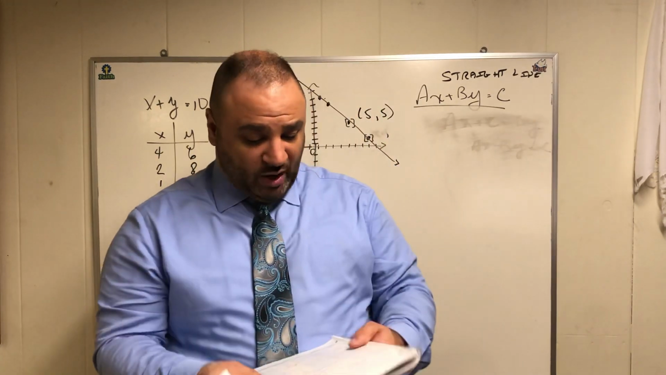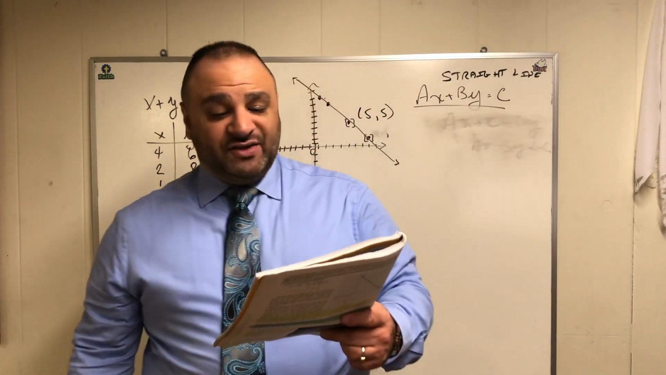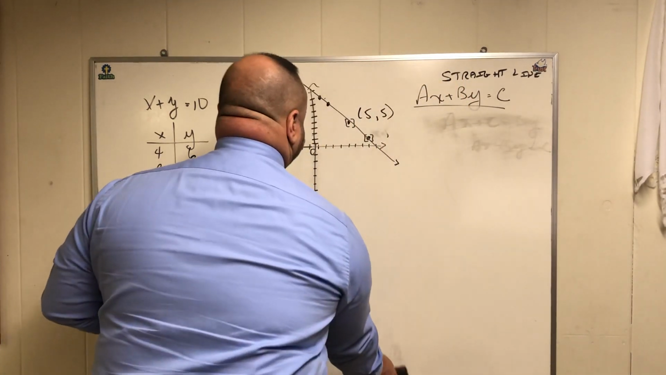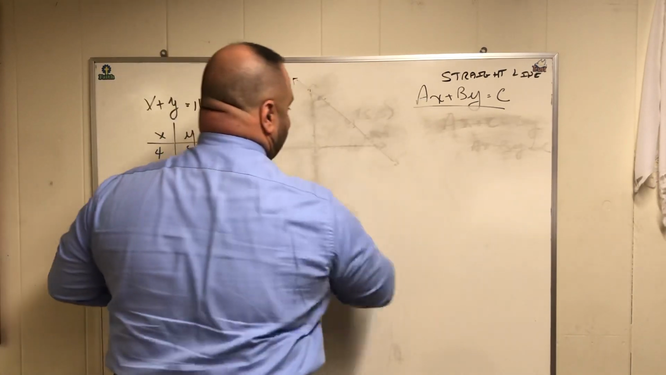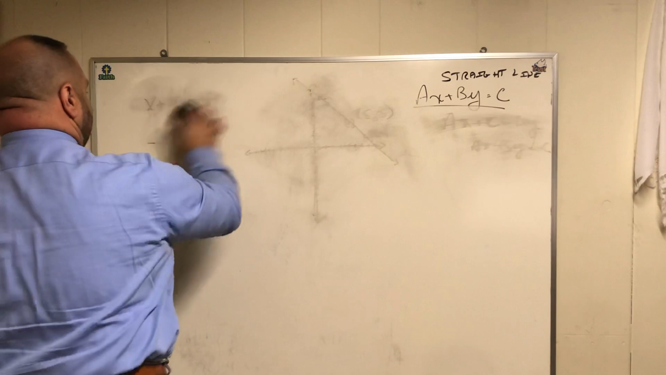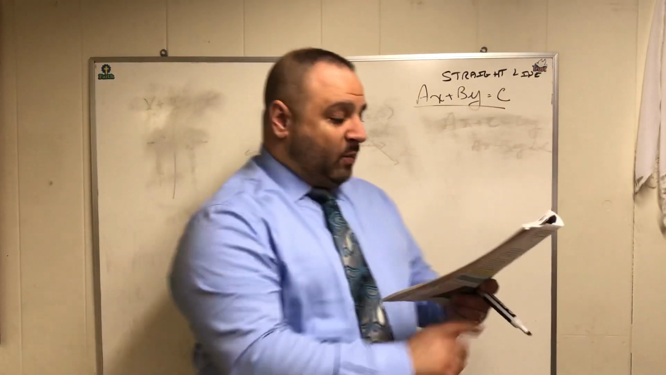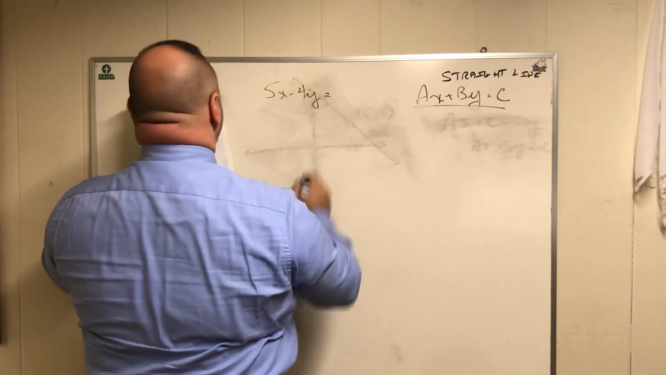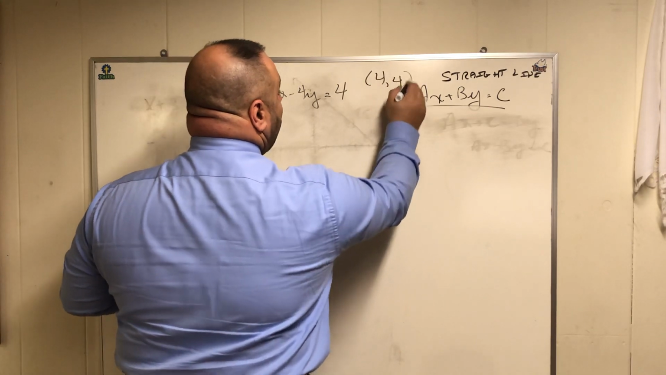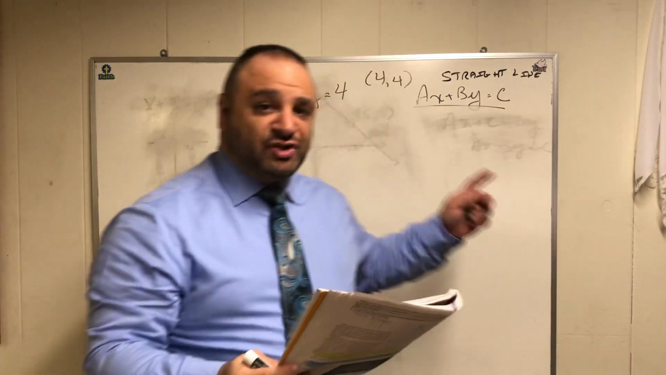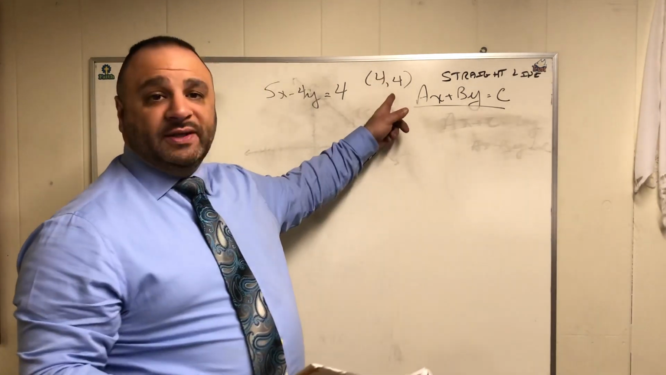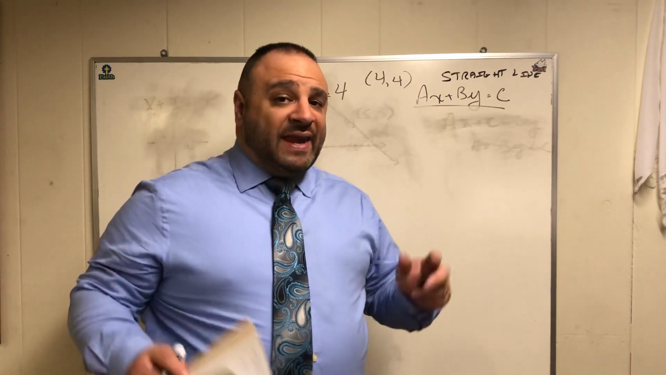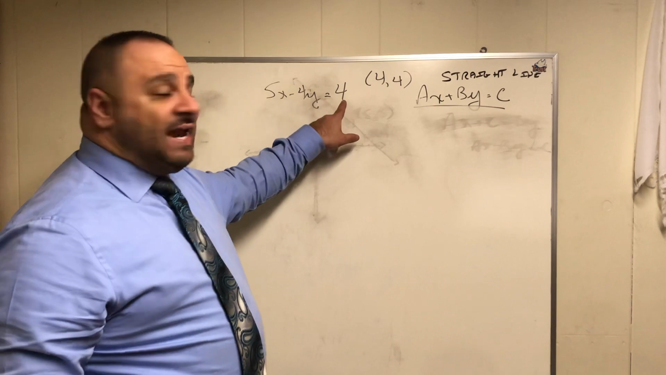Now let's turn to page number 20. Let's determine if the line of each equation passes through an indicated point. I'll leave that up on the board. Okay, we have 5x minus 4y equals 4. We want to know if this line would pass through these points. How would I know if these points would be on the line? If I plug them into this equation and it would equal 4.